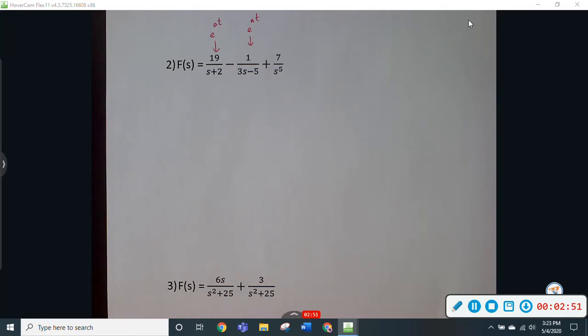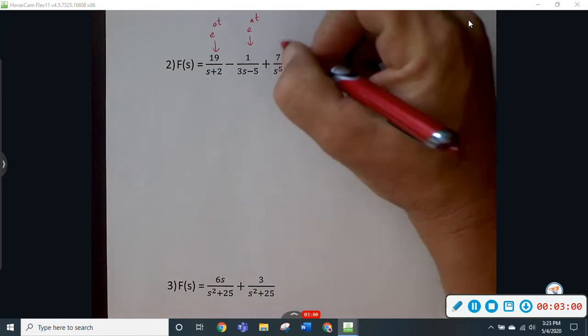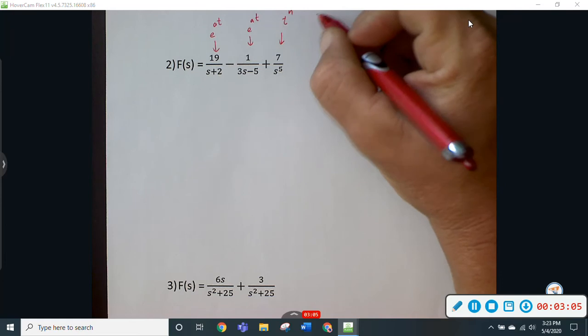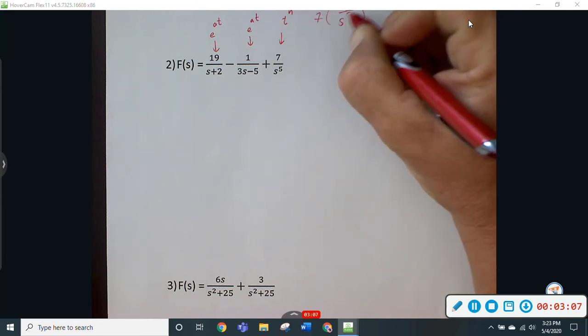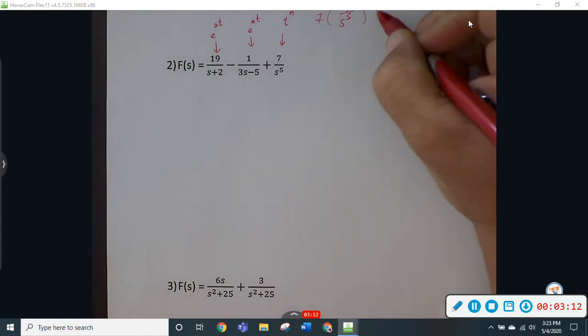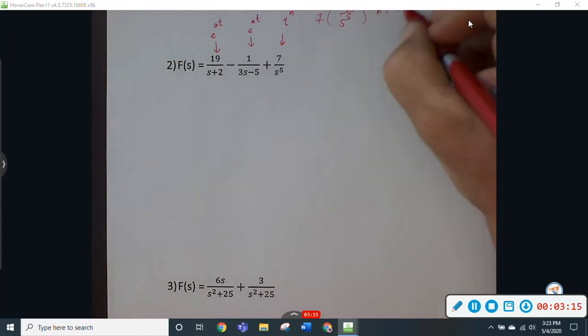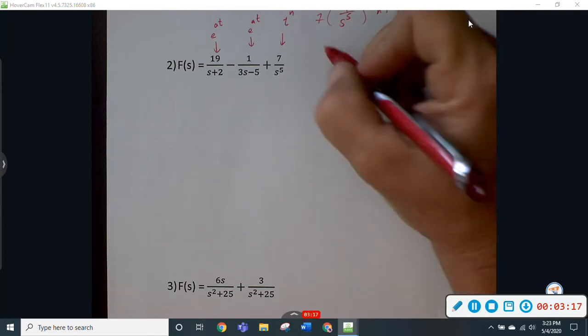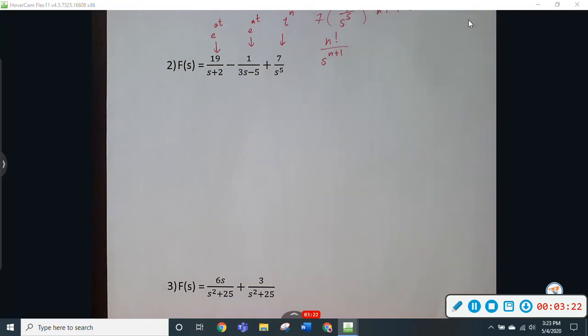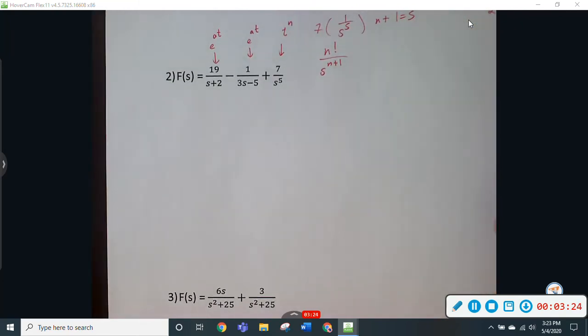The third term, 7 over s to the 5. Now that's different. Haven't seen that. What could that be? Yeah, it's t to the n. It's number 3. So think about this being 7 in front, 1 over s to the 5. And remember that if n plus 1 is 5, our original function was n factorial over s to the n plus 1. Oh, missing that n factorial part, right?